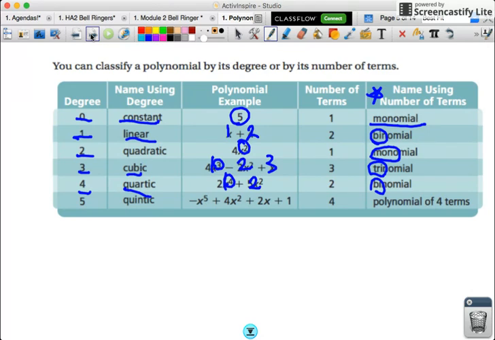And then last but not least, I've got quintic, so I've got a degree of 5, but notice I've got 1, 2, 3, 4 terms. So no, you don't have to call it a quadnomial, it's actually just a polynomial from here. So anything over 3, polynomial. 1, monomial. 2, binomial. 3, trinomial. 4 or more, polynomial. This 4 terms, not really relevant.